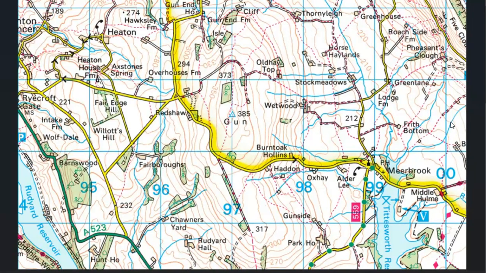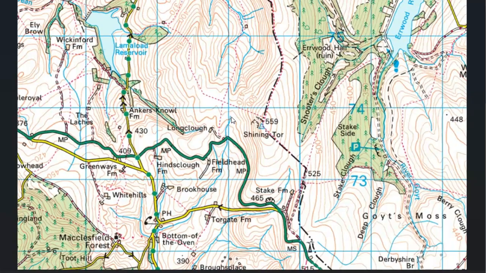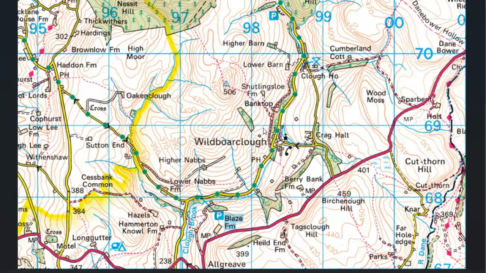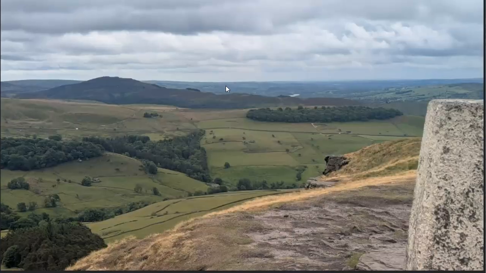So the maps are the 1 to 50,000 Ordnance Survey. We've got this one, with a triangulation pillar or point there at Gun. We've got another one there, Shining Tor, and a third one there, Shuttling Slow. So which one of those is the correct map? Let's have a look at the photograph and see what we can see.